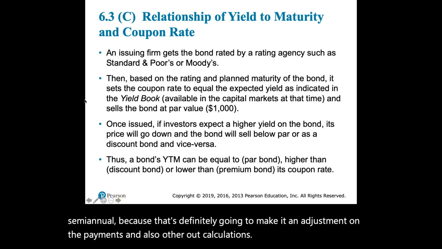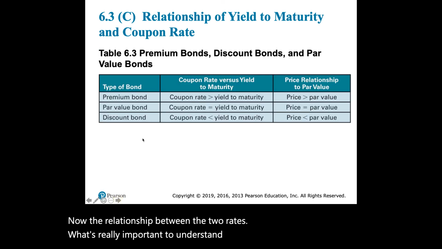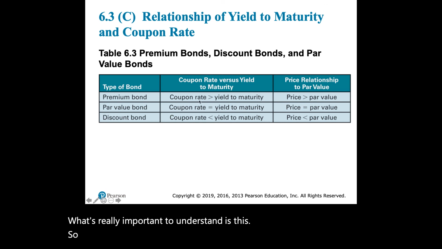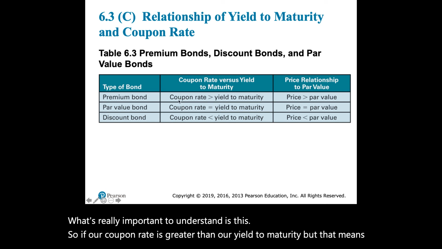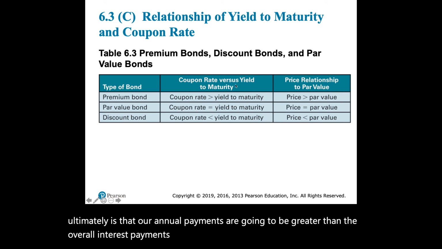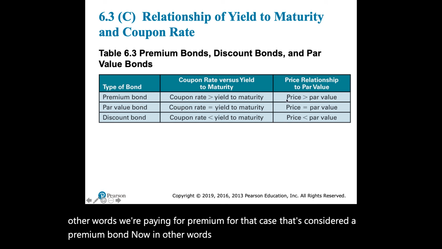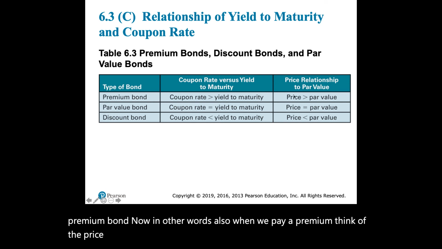Now, the relationship between the two rates is really important to understand. If our coupon rate is greater than our yield to maturity, that means our annual payments are going to be greater than the overall interest accumulated over the loan. So we're paying a premium, because that's considered a premium bond. When we pay a premium, think of the price going up. You pay more for a bond like this because you're getting high coupon payments every year.